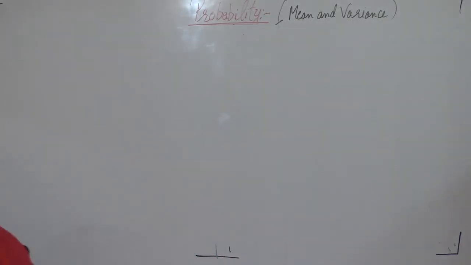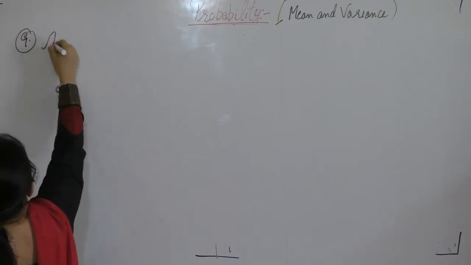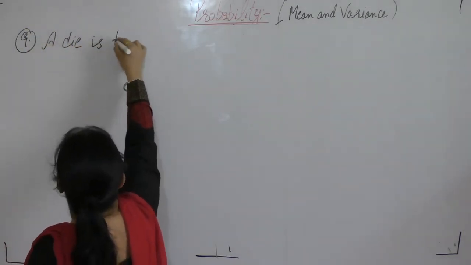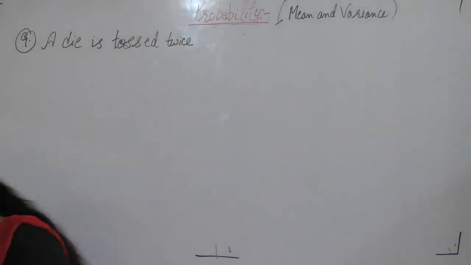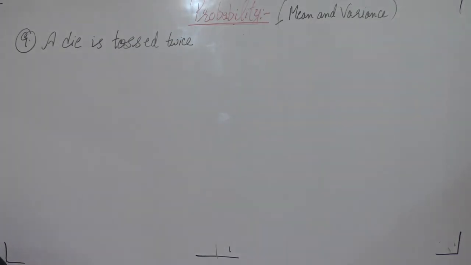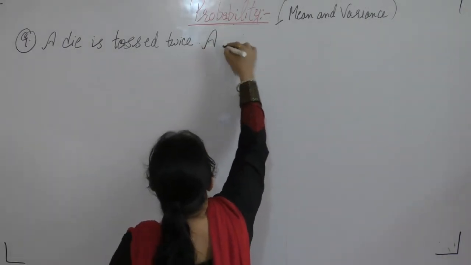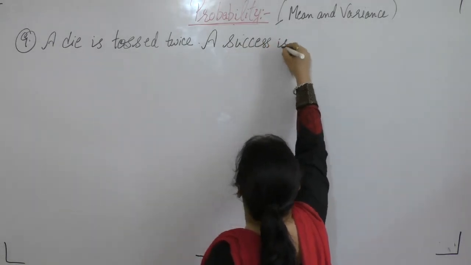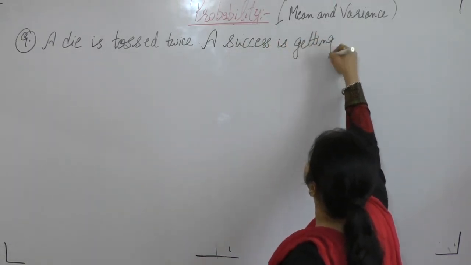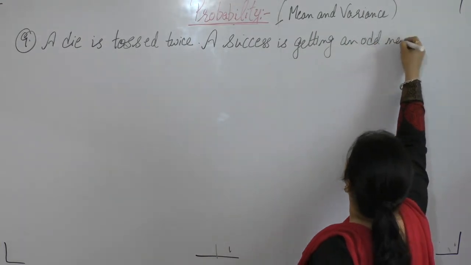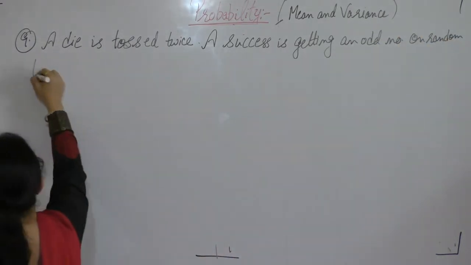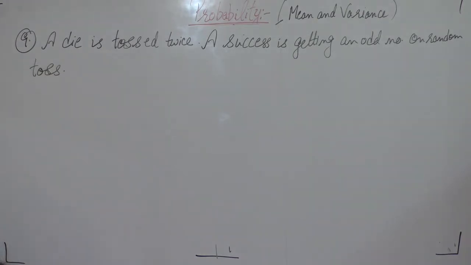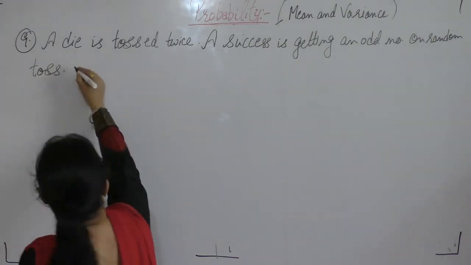Now the next one is, a die is tossed twice. A success is getting an odd number. On random toss, find the variance of the number of successes.